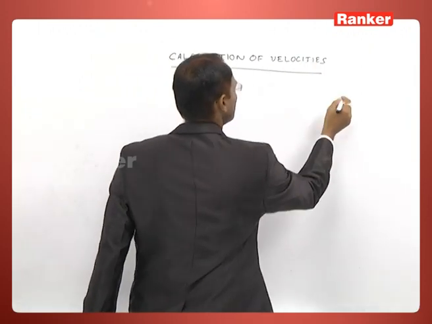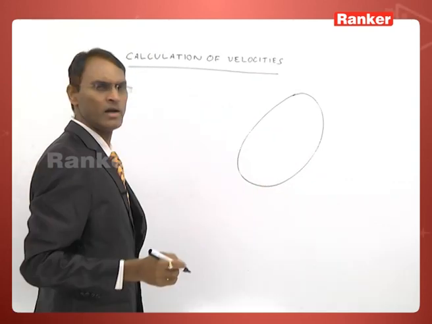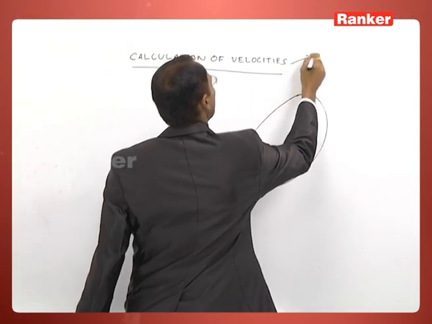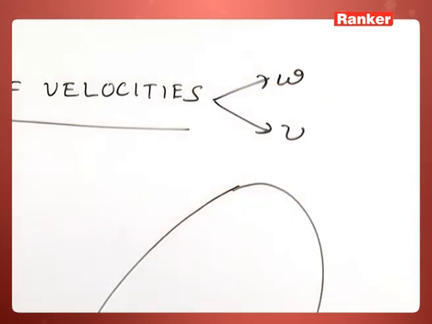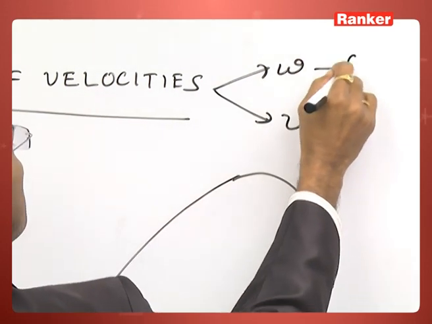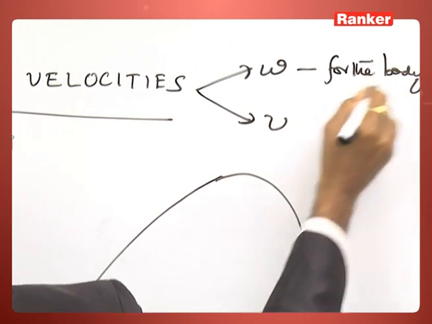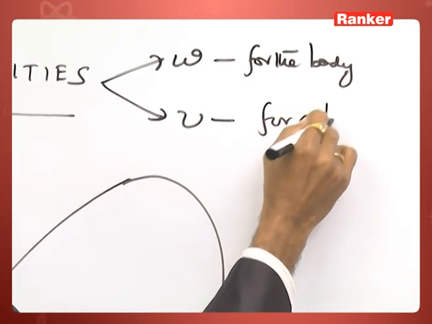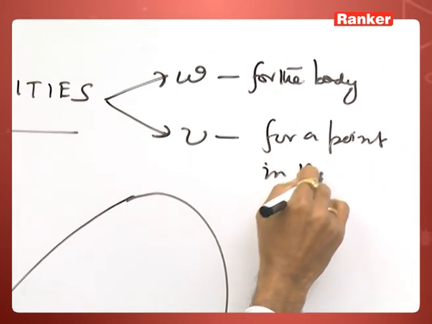Calculation of velocities of the rigid body. When you say velocities, it may mean angular velocity, it may mean linear velocity. When you say angular velocity, this is for the body. When you say linear velocities, it is for a point in the body.